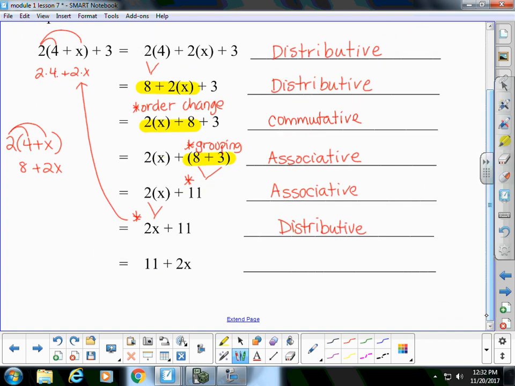And then the last step here, they turn the order around. Okay, so this is order. So that one's pretty easy now. That's the commutative property.